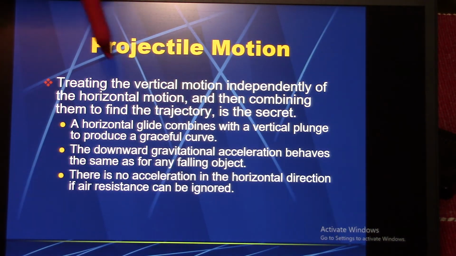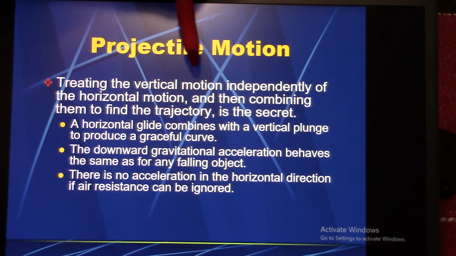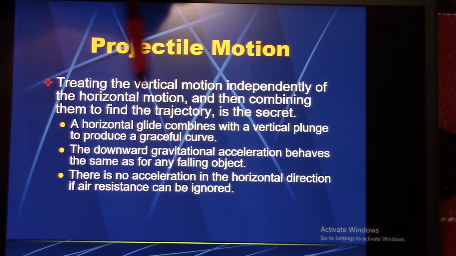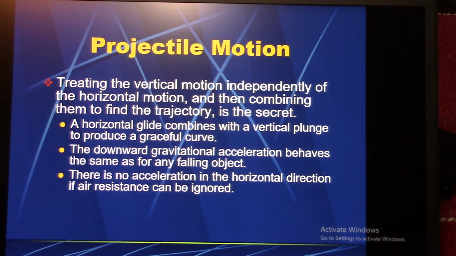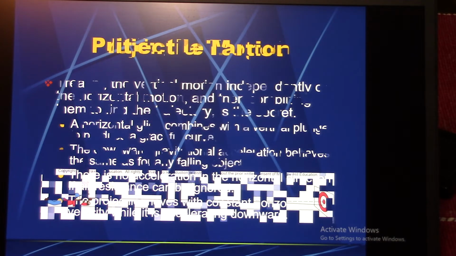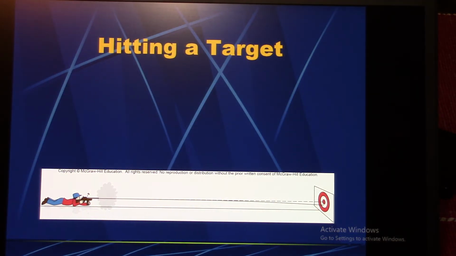Yeah. Treating the vertical motion independently of the horizontal motion and then combining them to find the trajectory. That's the secret. And we're ignoring air resistance, right, in all of these.